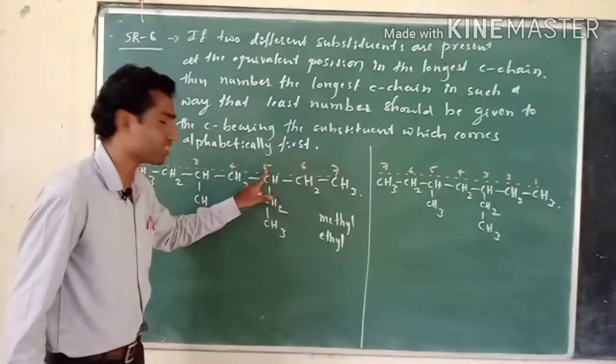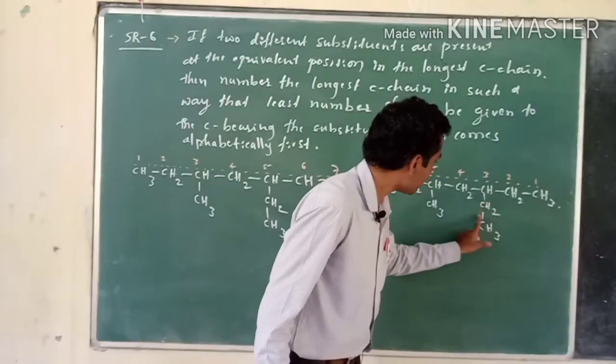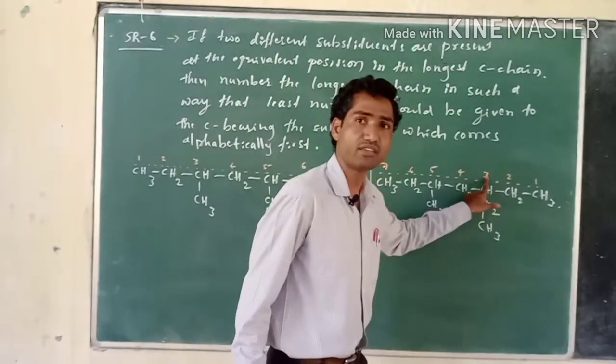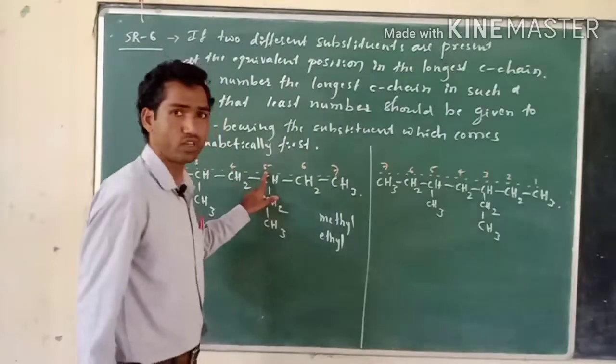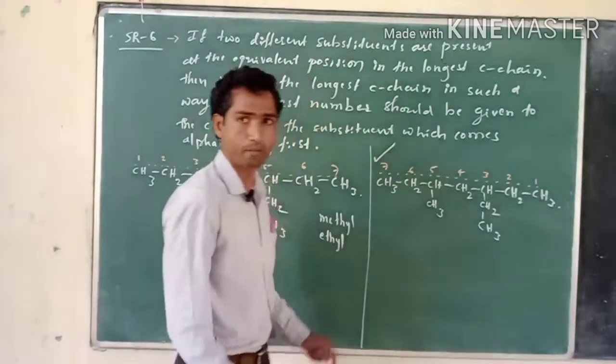But this one is having fifth number. So in this case, this ethyl bearing carbon in the longest carbon chain must get the least number. This is having 3, 5. Which one is least? 3 is least. Therefore, this is the right way of numbering the molecule.